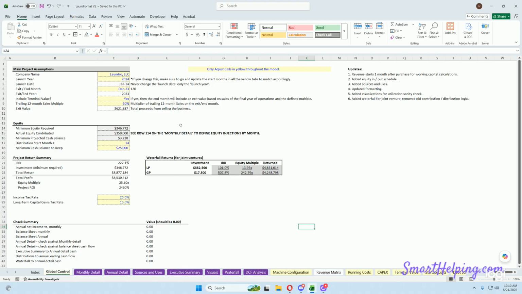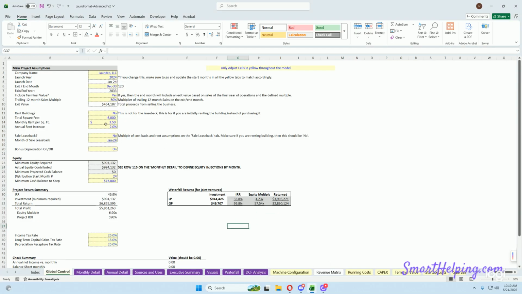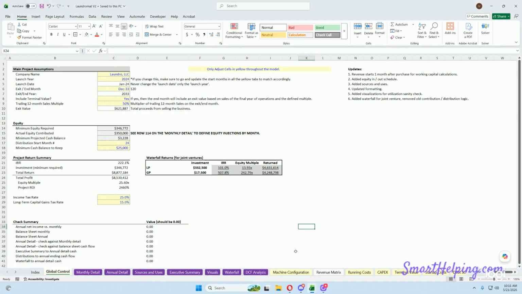It's for the Laundromat and I've updated both versions, so the standard version and the advanced version. The advanced version basically having sale leaseback, bonus depreciation, and loss carry forward logic in it. So we'll start with the default version. Here's the updates I did.